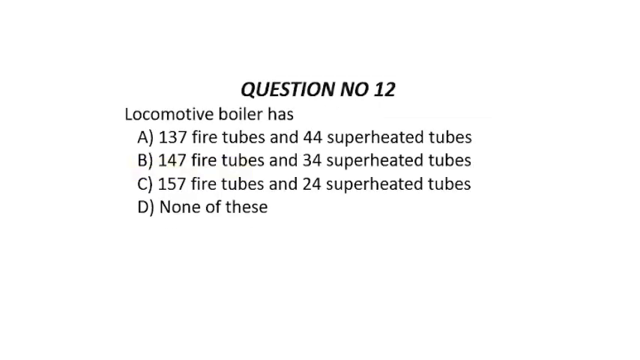Question number 12. Locomotive boiler has generally 157 fire tubes and 24 superheated tubes. So correct option is option C.